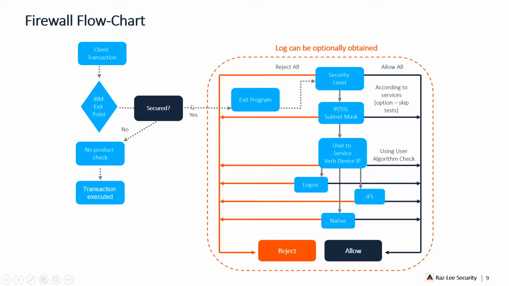Usually, when we speak about how the firewall works, the idea is simple. A transaction arrives, then the exit point is calling the program which we put in. We are doing the check in levels, and at the end, we either agree to allow the transaction or to reject. And if we allow, then the transaction is performed. If it is rejected, then it will be rejected. In most cases, people log both the allowed and the rejected transactions.